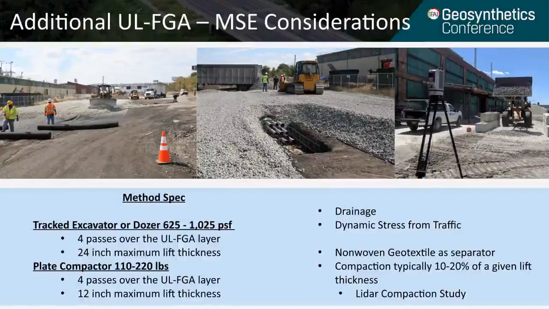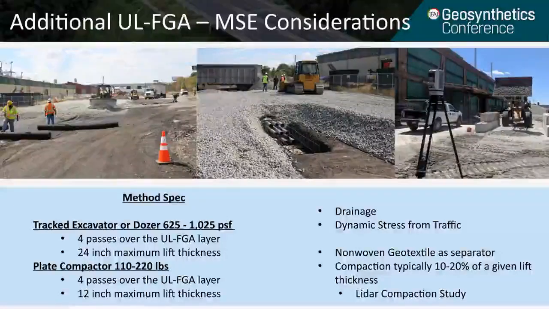Some additional considerations when using foam glass aggregate in MSE walls are shown on this slide. They are primarily related to installation, drainage, and dynamic stress considerations. So in terms of installation, foam glass is installed using a method specification. It does allow up to 2 feet thick maximum lifts if installed and compacted using tracked equipment, or 12-inch lifts if using a plate compactor. So these lifts may need to be adjusted based on the proposed spacing of reinforcement.